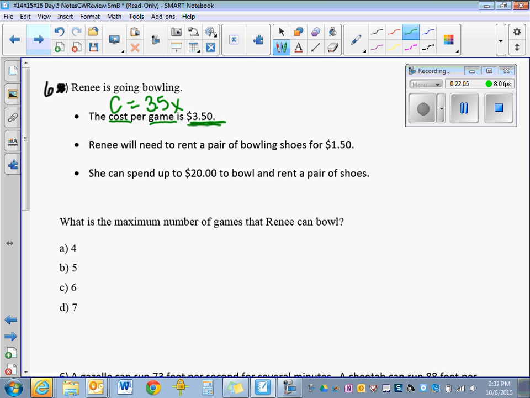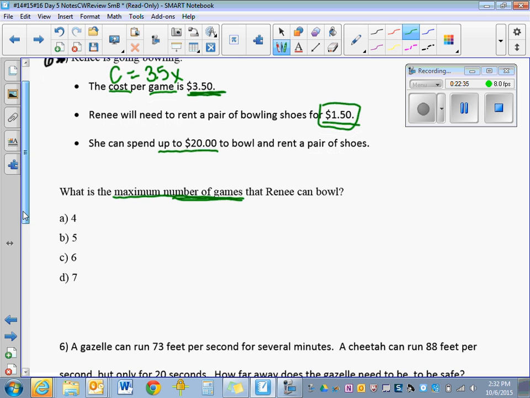Alright, so back to bowling shoes. We only need to buy them once, right? We only need one time. So do I have to do $1.50 times anything? No, it's just a one-time deal. She can spend up to $20 to bowl and to rent a pair of shoes. The total cost can't be more than $20. She's only got $20 cash. She can't go in debt to the bowling alley. What is the maximum number of games? We're trying to find the number of games here.